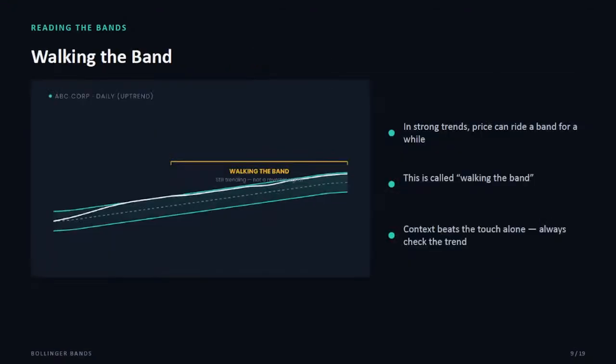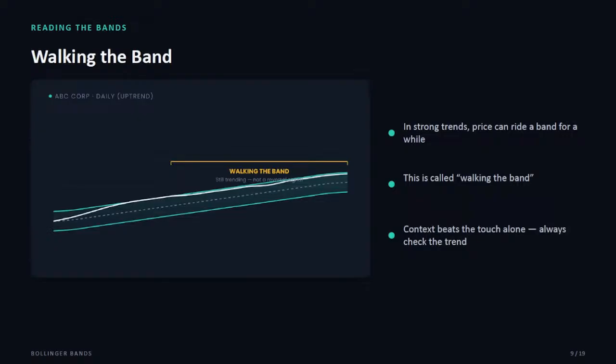In a strong, sustained trend, you will often see price ride right along the upper band, candle after candle, in an uptrend, or ride along the lower band, candle after candle, in a downtrend. Traders call this walking the band.